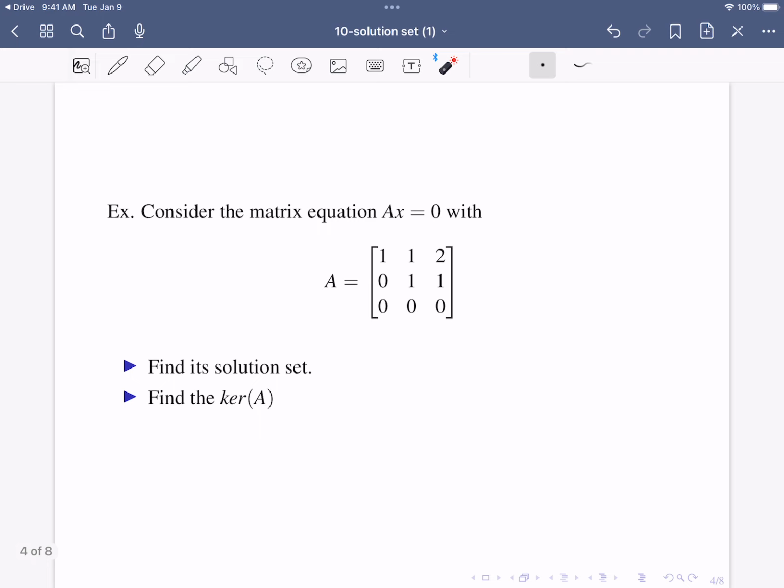We first look at one example here. A is given here, and Ax equals 0 is the homogeneous equation associated to A. First we want to find the solution set, and we want to use this solution set to represent what kernel A is. Kernel A is the family of all solutions satisfying this equation. So if you find the solution set, then kernel A is straightforward.